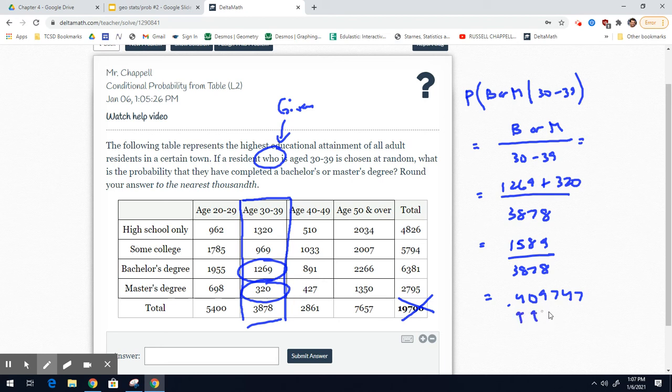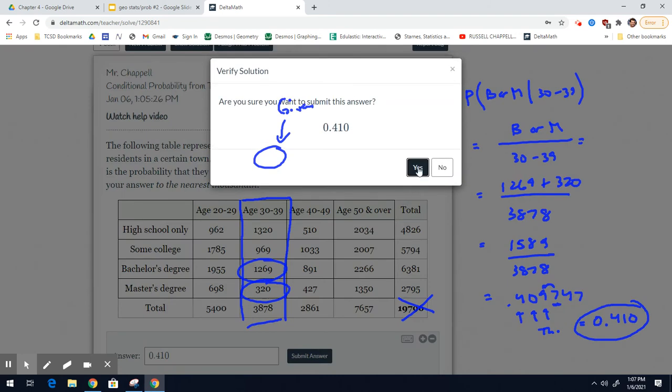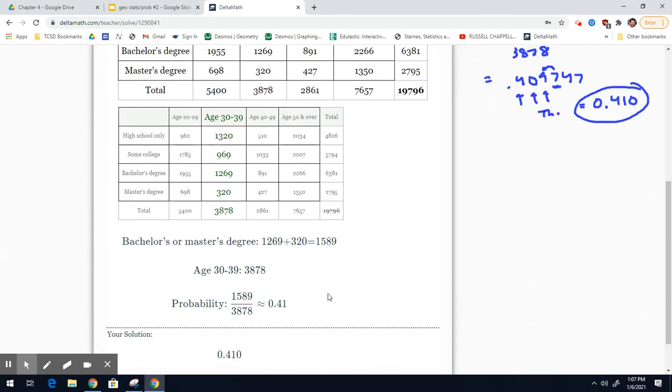Okay, tenths, hundredths, the 9 is in the thousandths. Now we look at the 7. The 7 is going to round the 9 up to a 10. So this is tricky. So this 09 becomes 10. So your answer is 0.410. You need the 0 at the end in Delta Math. Don't forget it. 0.410. And there we go. Cool.